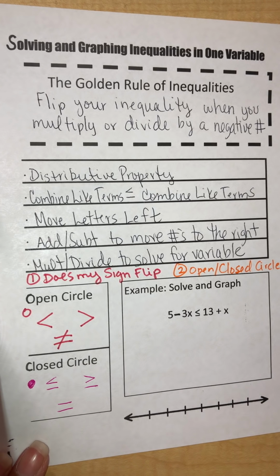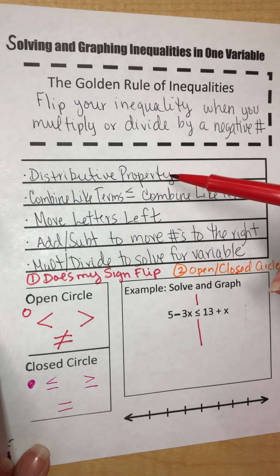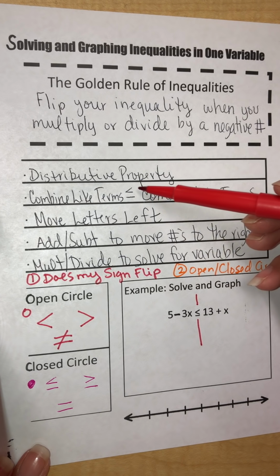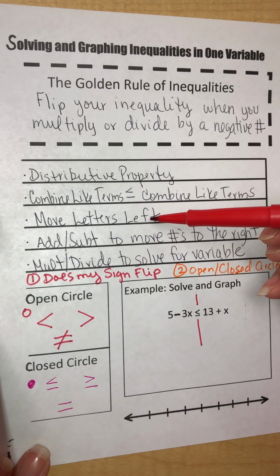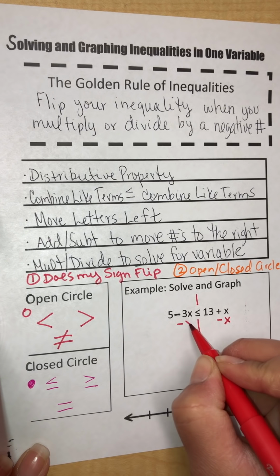So let's solve this example. Follow along, write all the notes. This is going to get folded like a little booklet and glued on the next page of your spiral. So make your little line through your inequality. Is there distributive property? No. Can I combine the 5 and the negative 3x on the left? No, because 5 doesn't have an x. Same thing over here, 13 and x are not like terms, so I can't combine anybody there. So I'm going to go to step number 3, which says move letters left. So I'm going to do minus x to both sides.